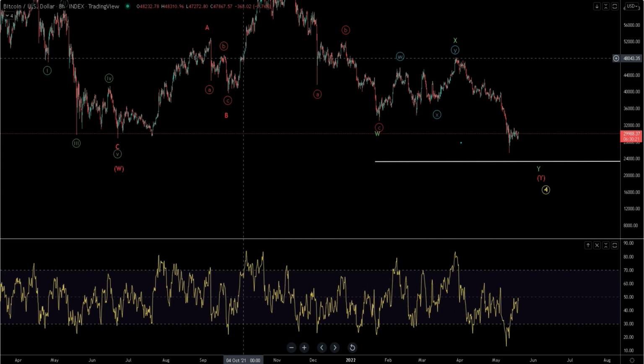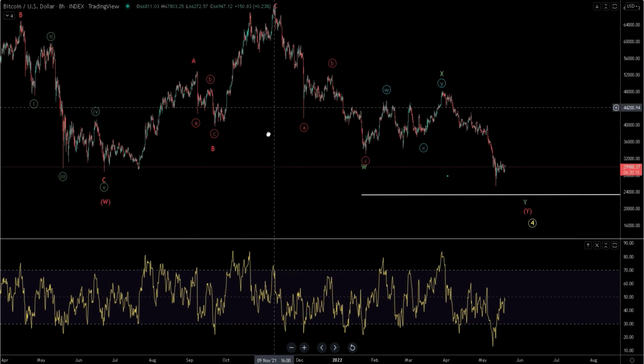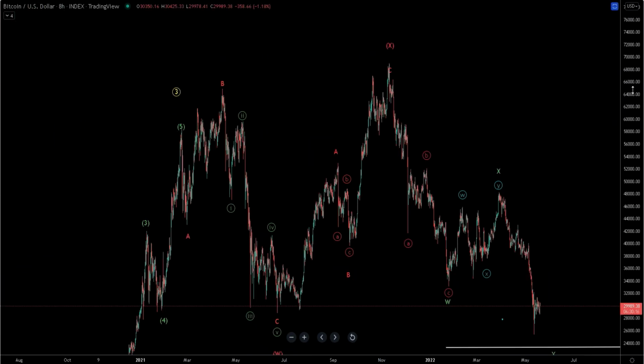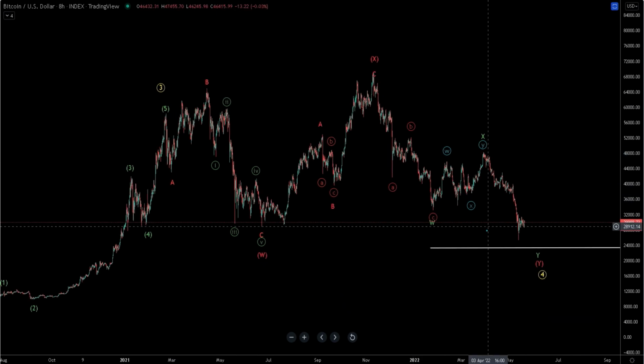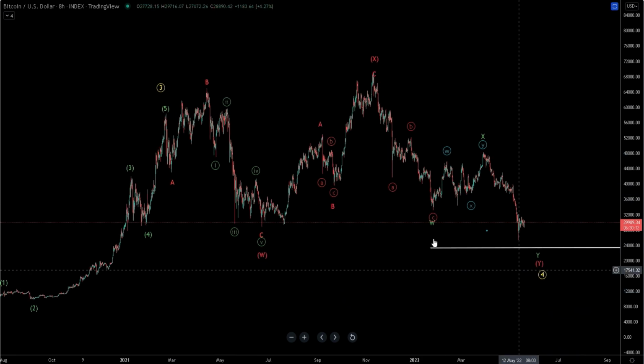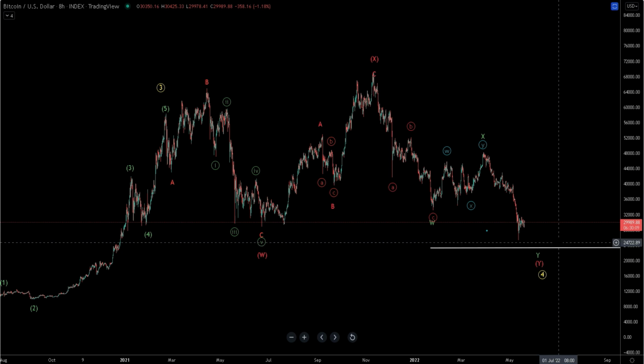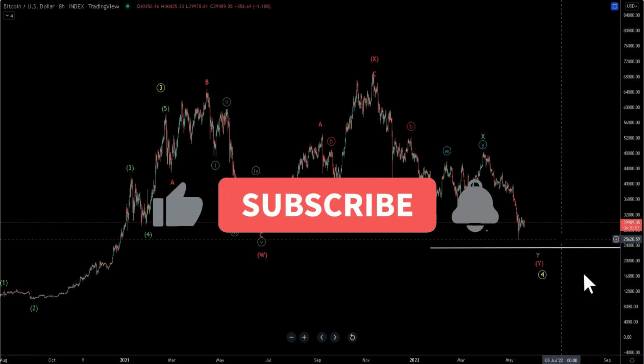So there you go. A nice little Bitcoin update. Everybody, chill out. This is a beautiful, beautiful 3-wave move. It's eliminated a lot of things, and it's just a bigger 4, and it's gorgeous.